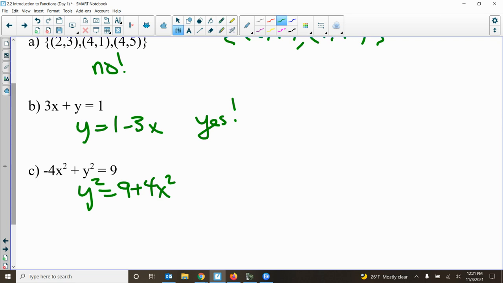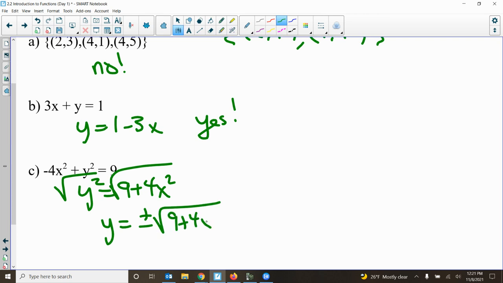And so what do we do when we take the square root of both sides? What happens on the right? If x squared equals 9, what does x have to be? Either or, it's the plus or minus, right? So if I take the square root of both sides, I get y equals plus or minus radical 9 plus 4x squared. Now, if I plug in x equals 0, how many different y's am I going to get?